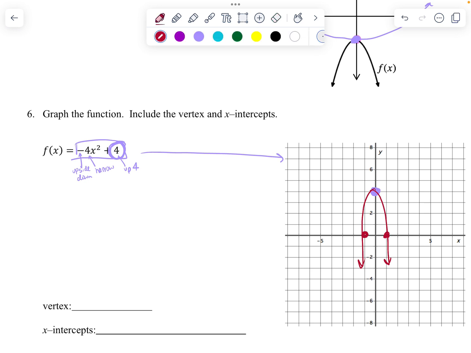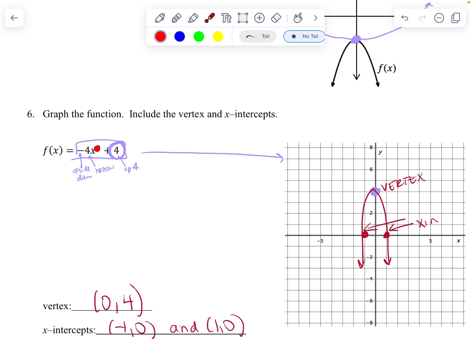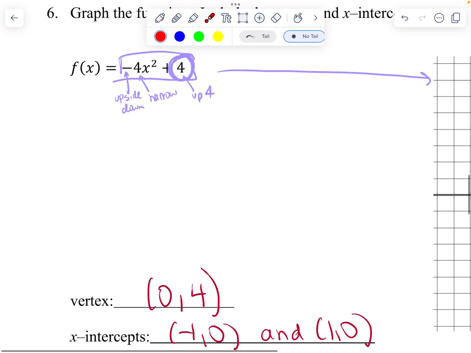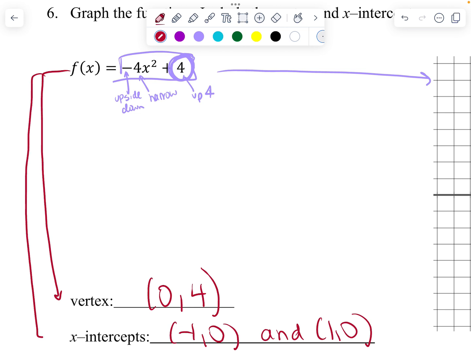I can say the vertex, which is here, has an address of (0, 4), and I can say that the x-intercepts are here, and that's (-1, 0) and (1, 0). So you should be able to sketch it, which you just did, right? You took the information from the equation and you know how it manifested in the actual graph. Okay, but you also need to know how to do this algebraically, meaning no grid whatsoever. You should know how to go in this order from here to here.